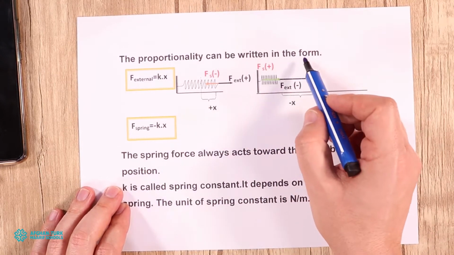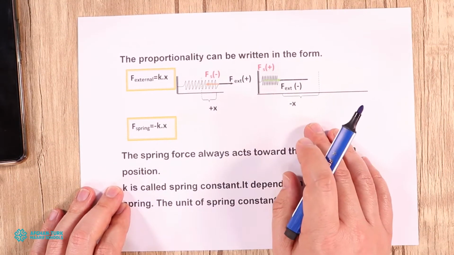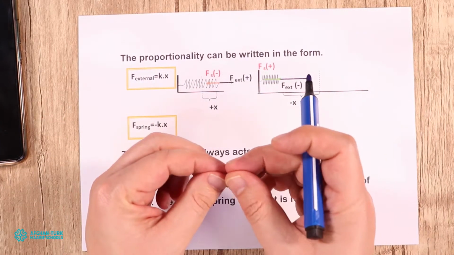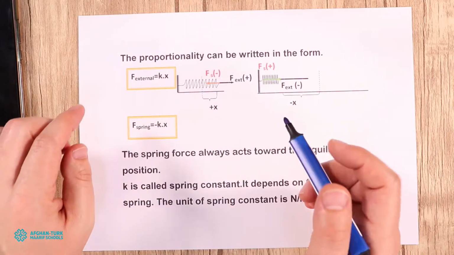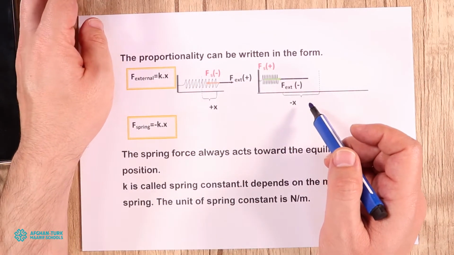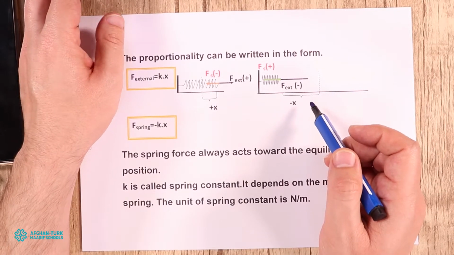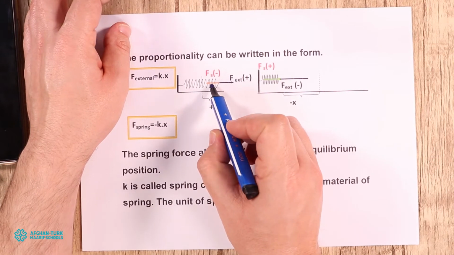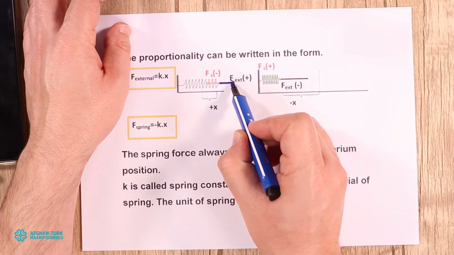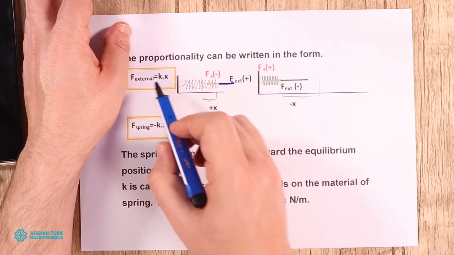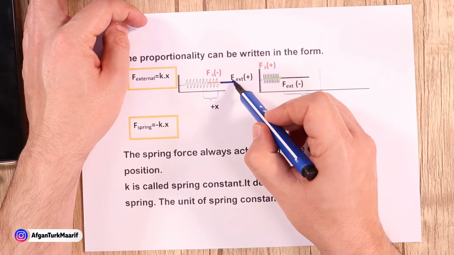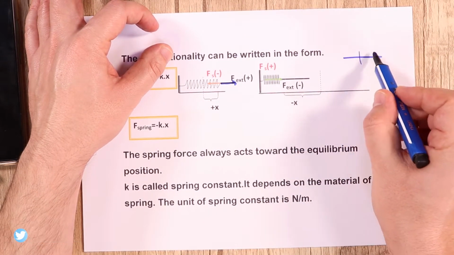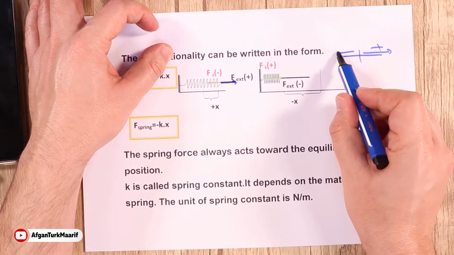The proportionality can be written in a form where sometimes we compress the spring and sometimes we expand the spring. This is called expand, but this is called compress. There are two types of force: one is spring force and the other one is external force. If we apply the force in this case, this F gives us the external force. External force will be positive. Why? Because it is moving in the positive direction. This side is positive, and this side is negative.